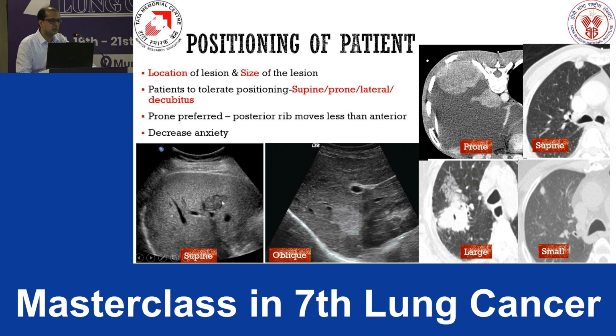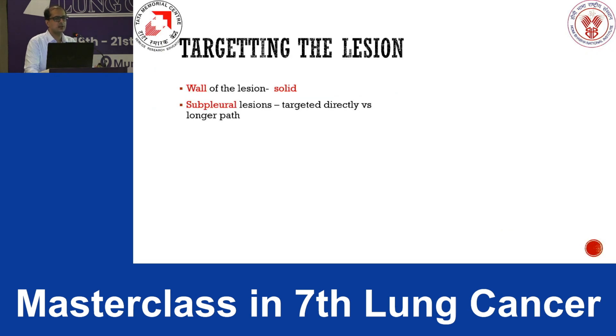And in the liver, for targeting metastasis, we need to change the position from supine to oblique or intercostal approaches, which can be done. So prone position is preferable if we can target from anterior or posterior. And why prone? Because the posterior part of the ribs moves less than the anterior part. The patient does not see the needle, which decreases the anxiety.